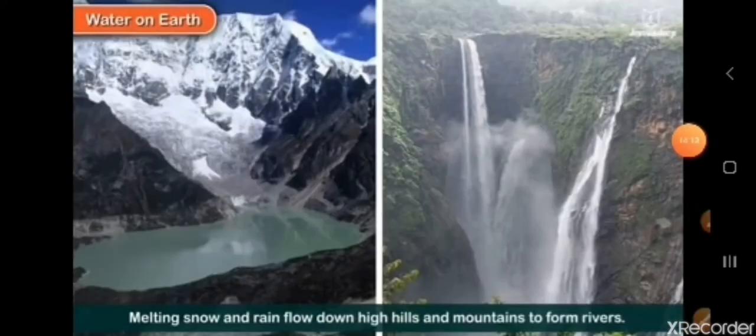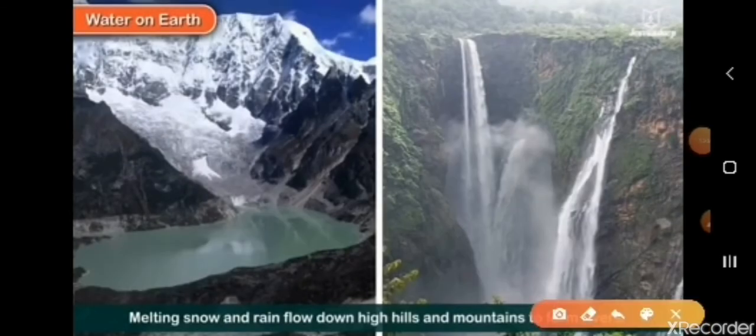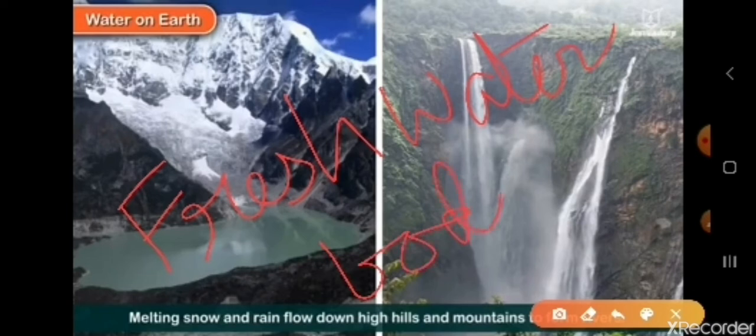Now some fresh water bodies found on earth are stream and river. The snow when it melts flows down the hills and mountains to form river and stream. So children, these are the fresh water bodies which can be used for drinking. These are fresh water bodies. These are river and stream.